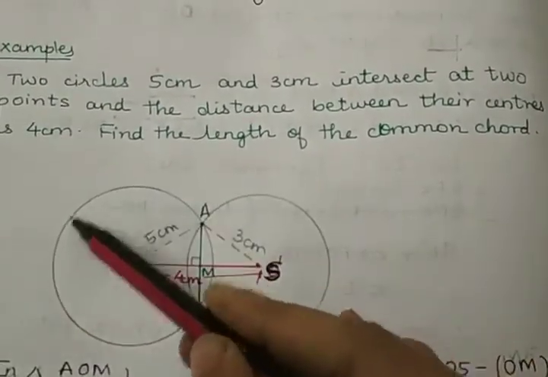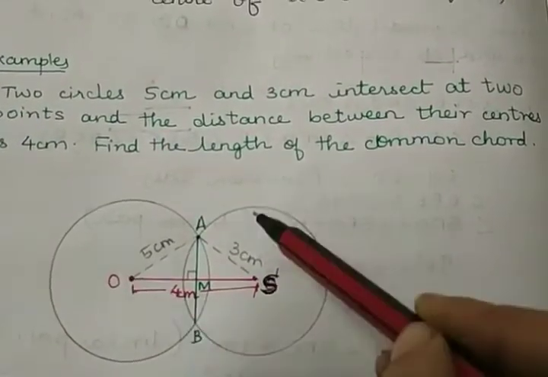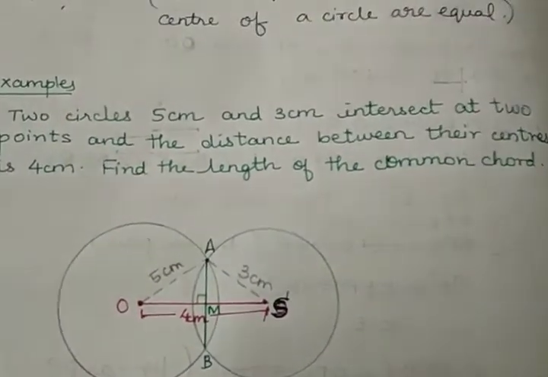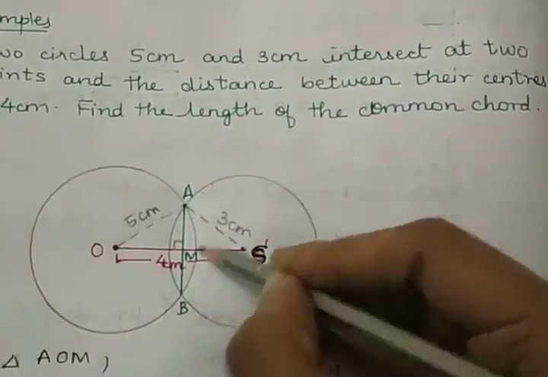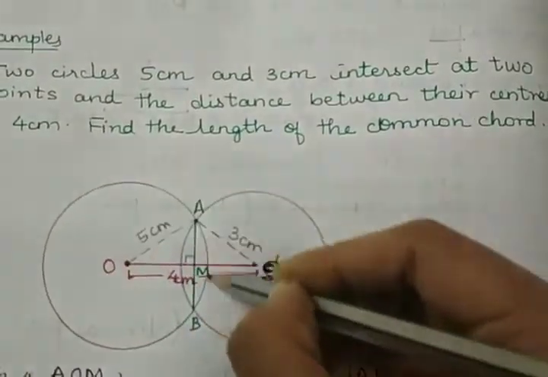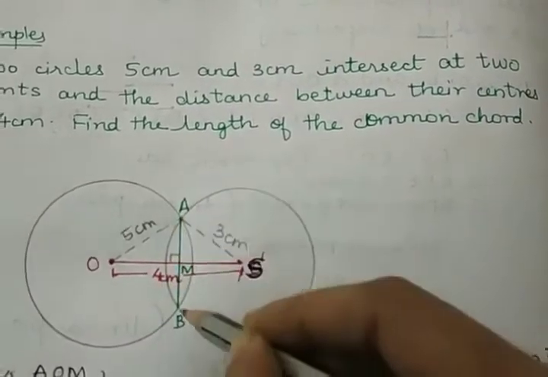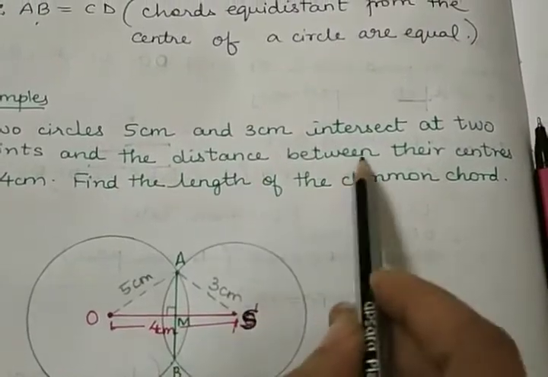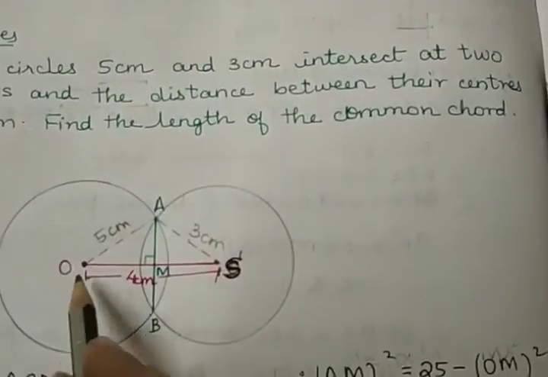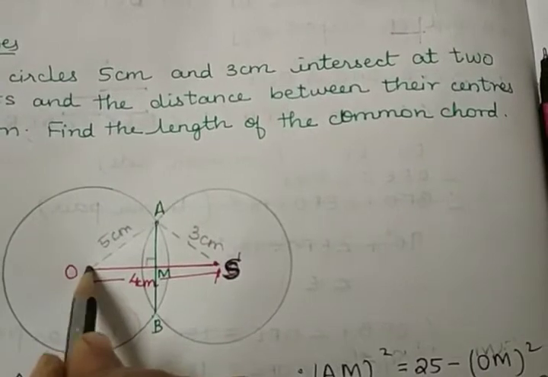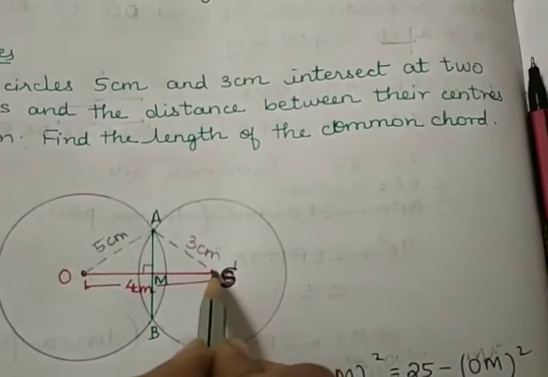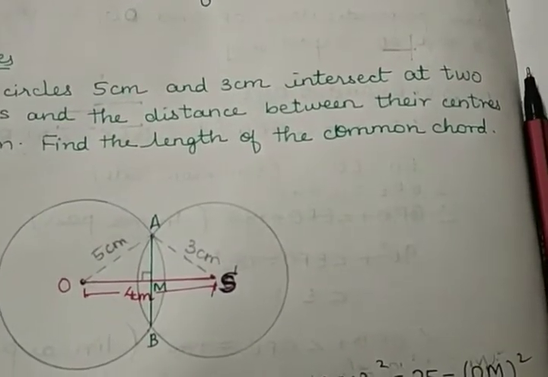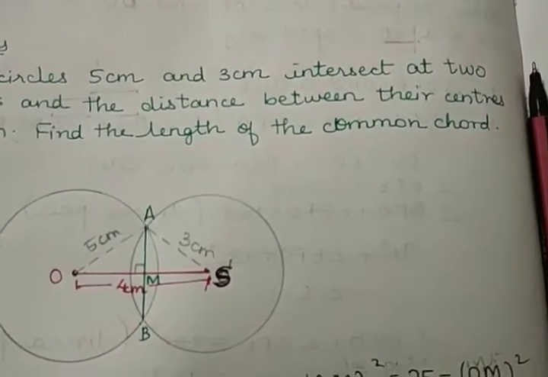So you have one circle of 5 centimeters radius and another circle of 3 centimeters radius, and these two circles are intersecting at these 2 points. Okay, this circle and this circle are intersecting at the points A and B. What else is given to you? The distance between their centers is 4 centimeters. So O is the center of this circle and S is the center of the other circle. Then this distance is 4 centimeters. Now you have to find the length of the common chord.